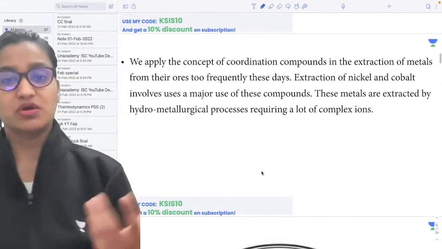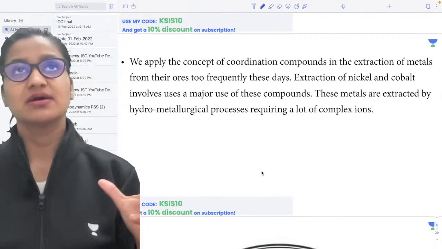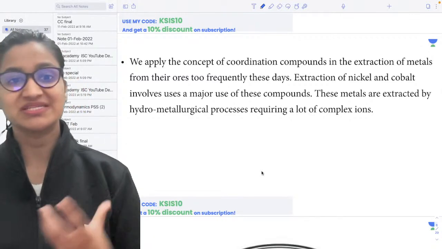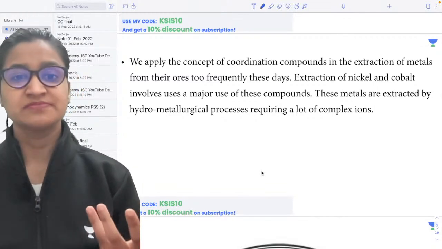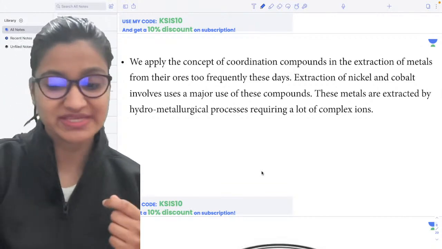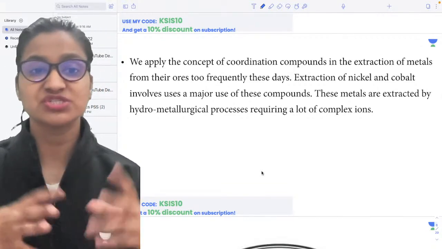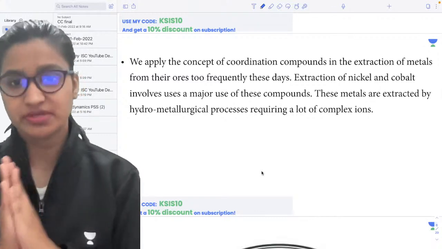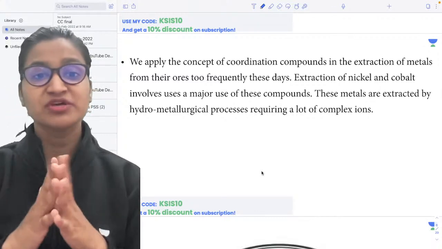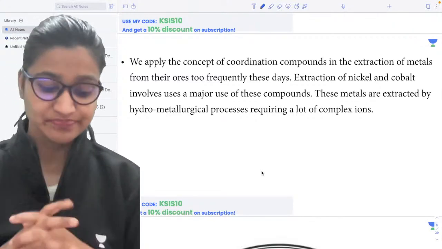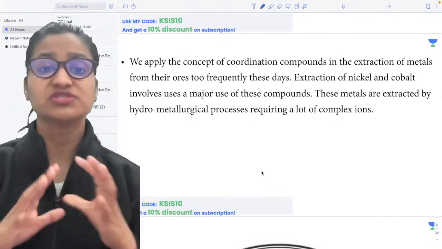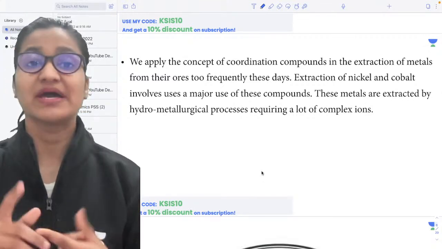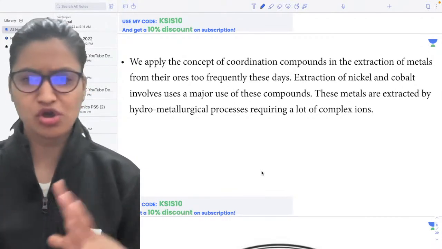Next, coordination compounds are also used in the extraction of metals, okay, from their minerals, from their ores. When we extract metals, that is metallurgy, and especially the coordination compounds are used in hydrometallurgy. So you can see here that we apply the concept of coordination compounds in the extraction of metals from their ores too frequently these days. Extraction of nickel and cobalt involves a major use of these compounds. These metals are extracted by hydrometallurgical processes requiring a lot of complex ions.